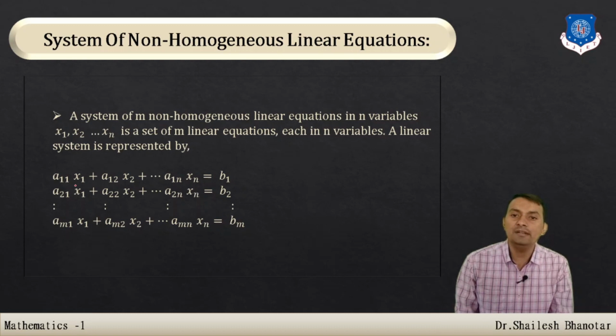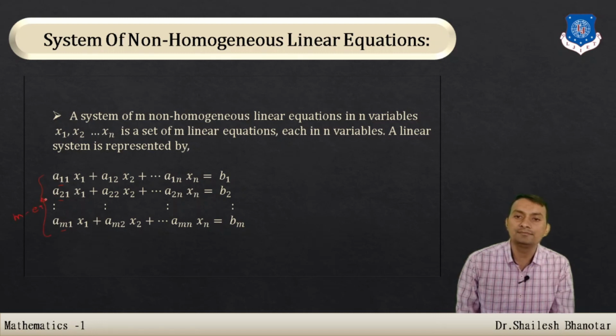So here a11 x1 plus a12 x2 plus up to a1n xn is equal to b1. a21 x1 plus a22 x2 plus up to a2n xn is equal to b2, and like that. So we can say this is the first row, this is the second row, and this is the m-th equation. And the number of unknowns is what? This is x1, x2 up to xn. So there are n unknowns, and that system I want to solve here.